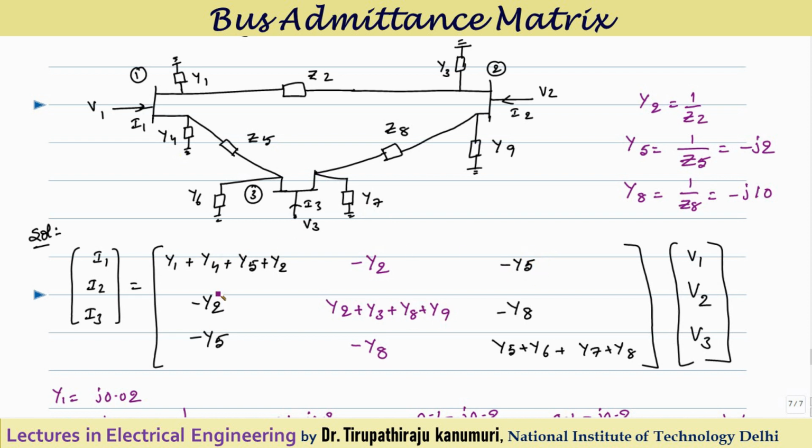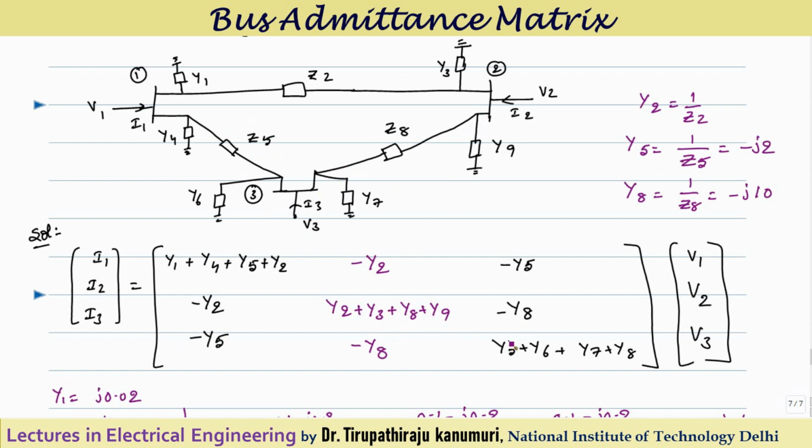Similarly, between node 2 and 1, Y2 is connected. And for node 2, all elements connected to node 2 will be Y2 plus Y3 plus Y8 plus Y9. So you have to take the sum. Similarly, between 2 and 3, Y8 is connected. Take the minus sign, so minus Y8. Similarly, coming to bus 3 and 1, between 3 and 1, Y5 is connected. So minus Y5. Between 3 and 2, minus Y8 is connected.